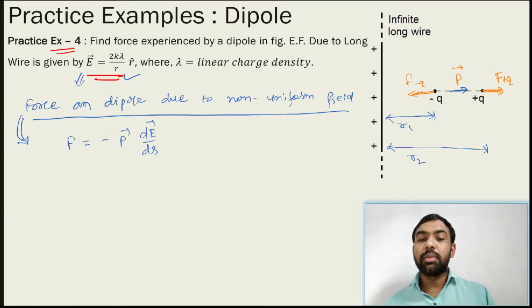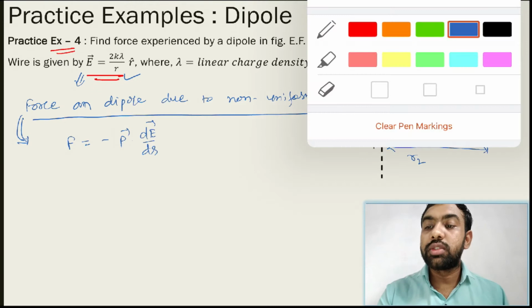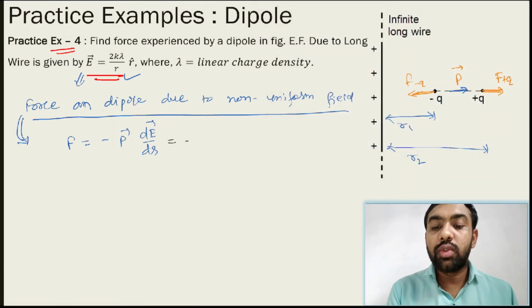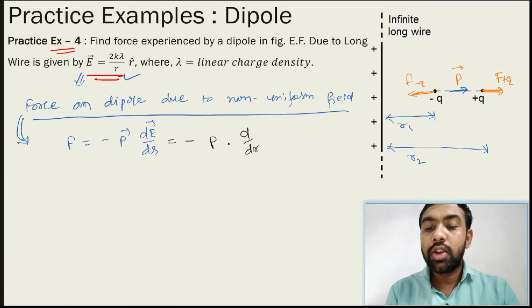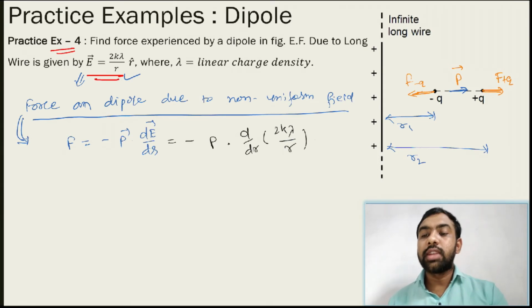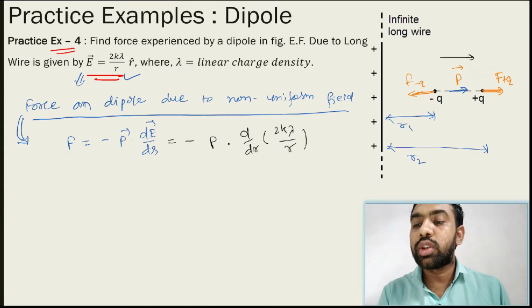Minus P dot dE by dr. So let's put this value and we get this answer. So it is equal to minus P as it is. What is dE by dr? It is d by dr of 2k lambda upon r, and consider this direction of P is this one, direction of r is this one.